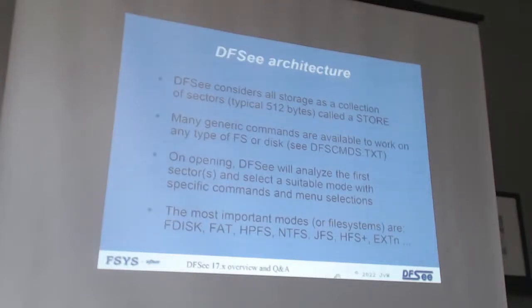For DFSee, anything that looks at if it's a partition or a disk or whatever, it's basically just a large collection of sectors. The sector is a unit, usually 512 bytes, or could be larger. And reading and writing those sectors is done at the lowest level, so DFSee interfaces with the operating system on the level of get me sector such and such from that device.